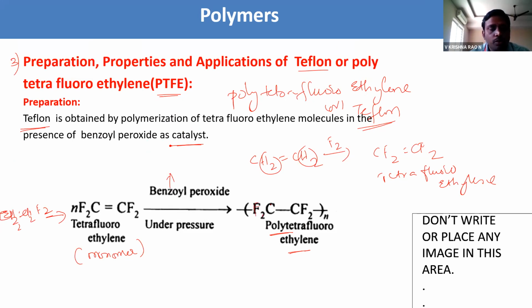Okay, F2C single bond CF2 gives the PTFE. Another name for PTFE is Teflon. Tetrafluoroethylene or Teflon. Teflon is obtained by polymerization of tetrafluoroethylene. Tetrafluoroethylene on polymerization, in presence of benzyl peroxide as a catalyst, gives Teflon, nothing but polytetrafluoroethylene.